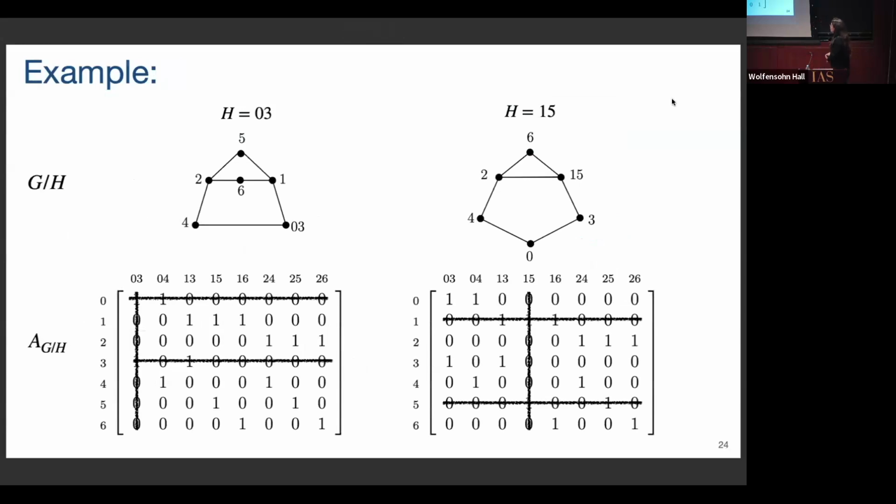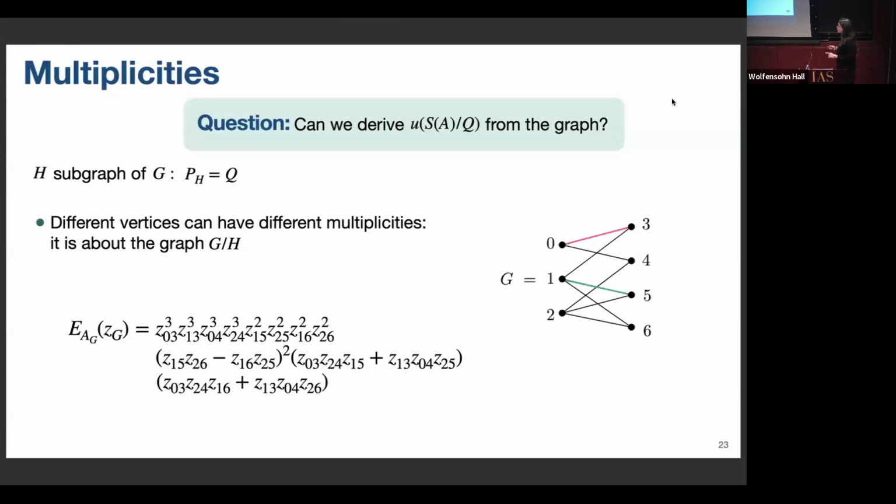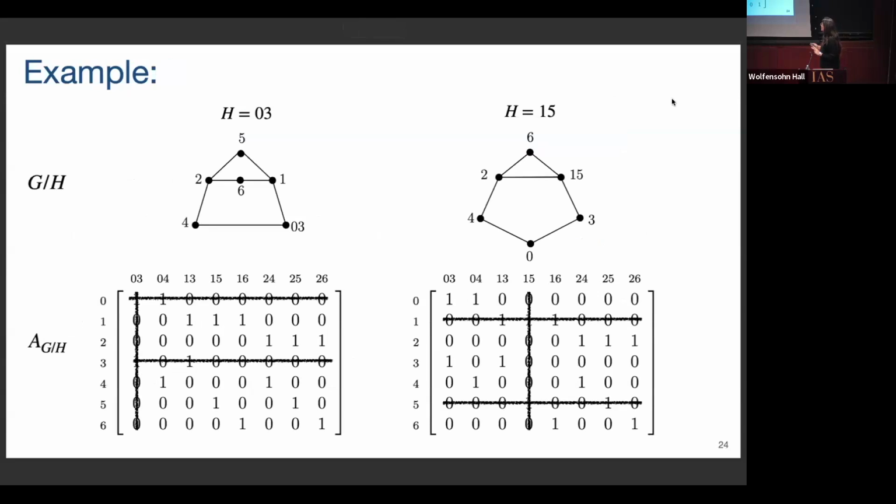So this is an example. These are for the two choices of edges that lead to two different multiplicities. There are just two sets of multiplicities for vertices, either 3 or 2. And these are the subgraphs which are obtained from G by shrinking the vertices in H. Then you can consider the matrix associated to G mod H. This is the matrix in which you delete the columns corresponding to the edges and also the rows corresponding to the vertices. So this gives rise to these two matrices.